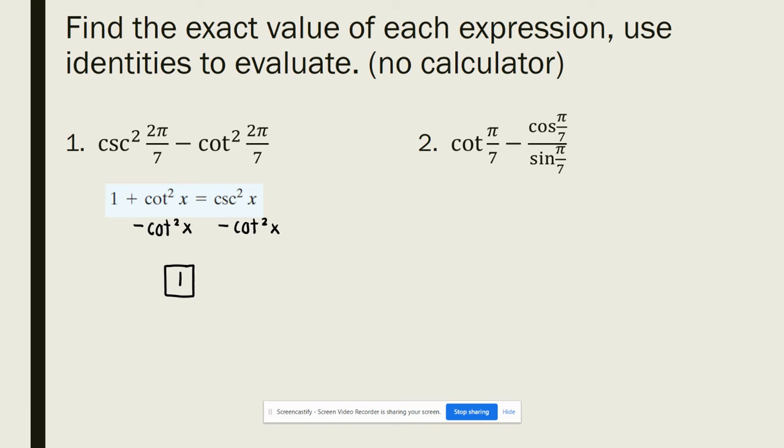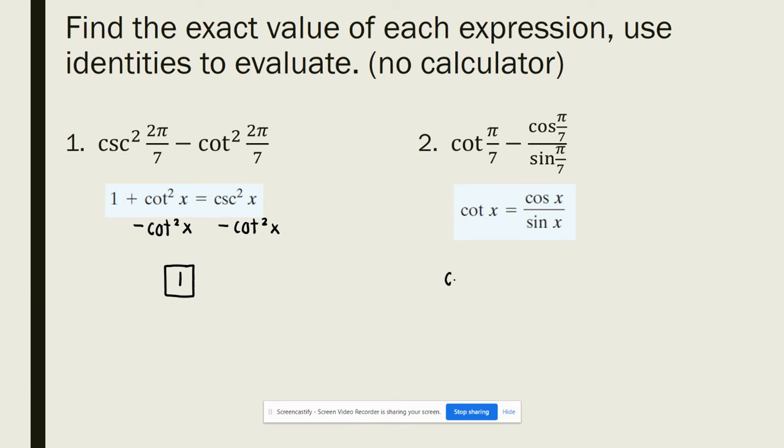If we look at the second problem, cotangent of pi over 7 minus cosine of pi over 7 divided by sine of pi over 7. When I look at that very last term and I see cosine divided by sine, the first thing I'm going to think about is our quotient identity. And so anytime we have cosine divided by sine, that really is the same thing as cotangent.